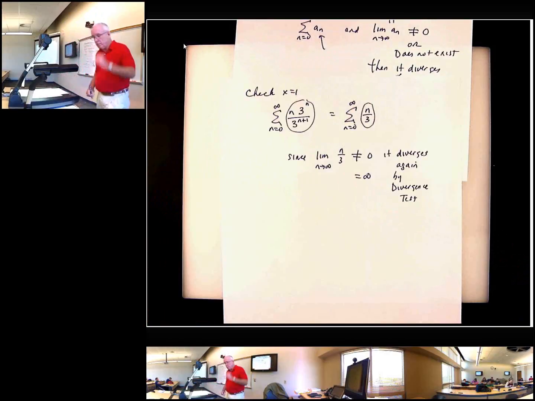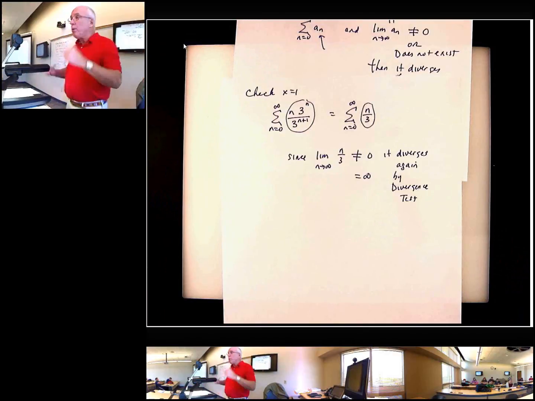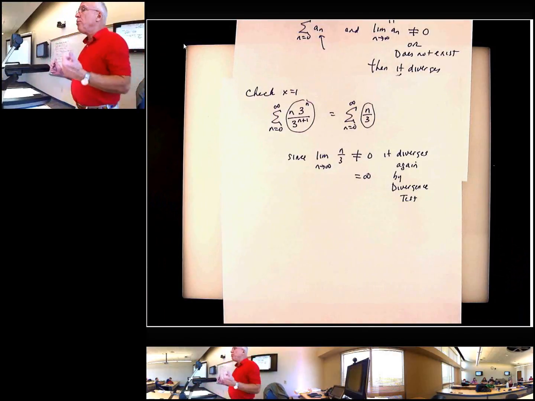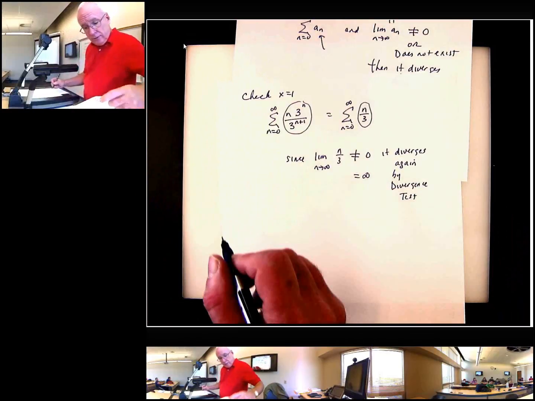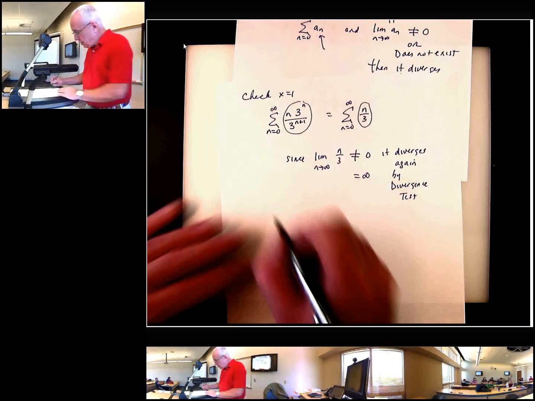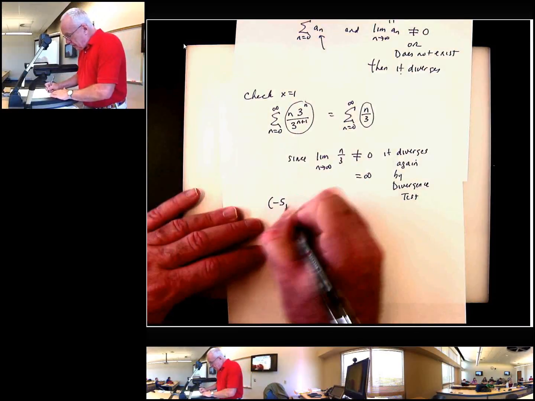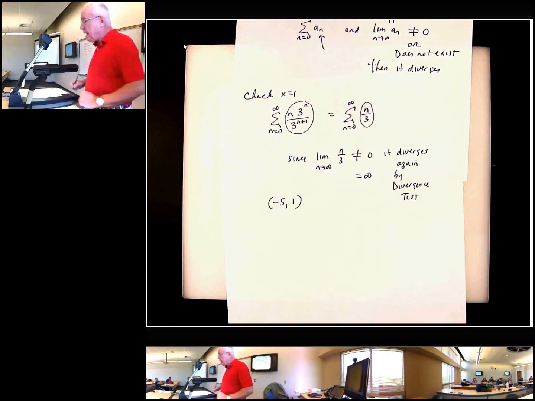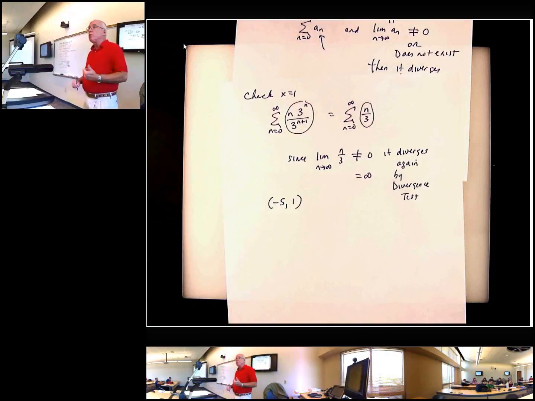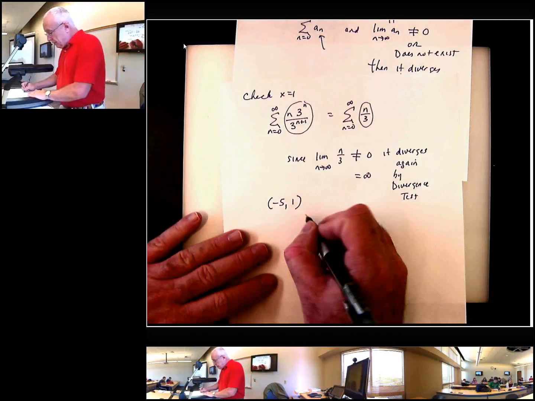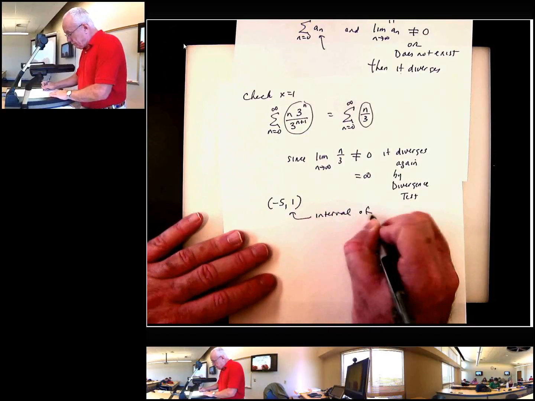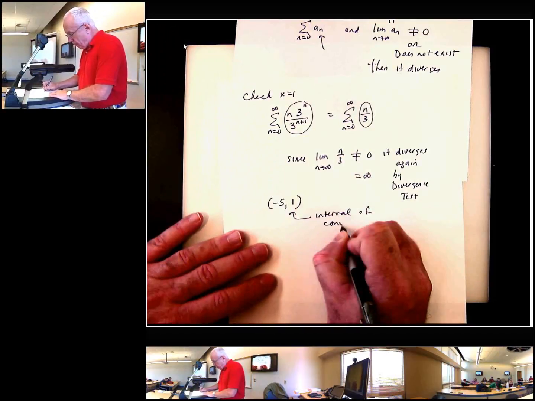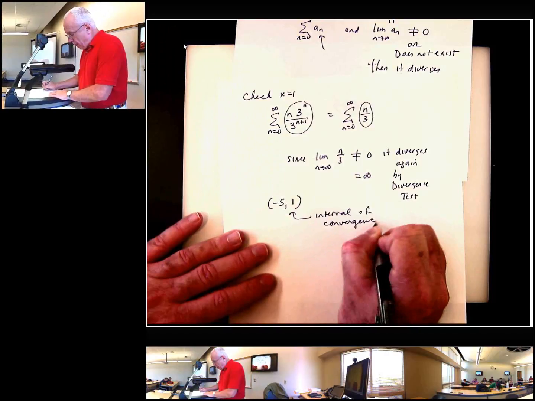Okay. So therefore, in this case, both of the endpoints failed. So my answer then is -5, 1, but I have parentheses on both of them because both endpoints failed. And this then is my interval of convergence. Okay.